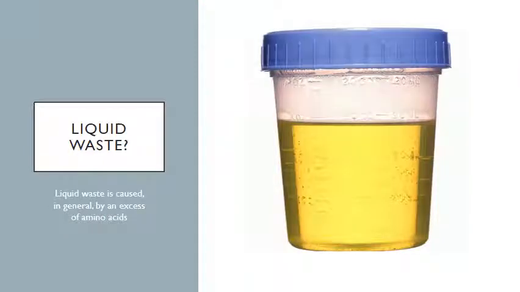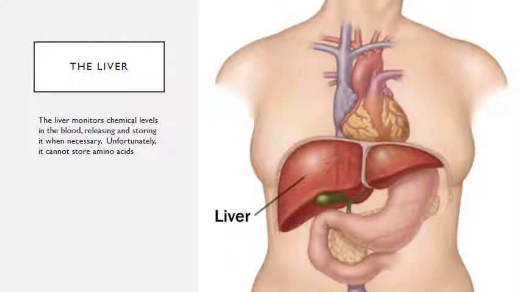So that's solid waste, but we also have liquid waste in the form of urine. Liquid waste is caused by an excess of amino acids, too many amino acids. And this is where those other organs come into play, like the liver. The liver's job is to monitor chemical levels in the blood. So it can store chemicals and it can release chemicals. And it is really good at doing this, except it cannot store amino acids, which means amino acids can build up in the blood.